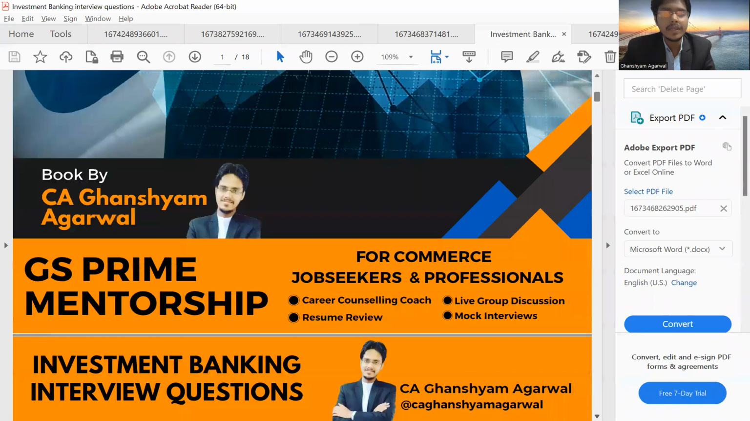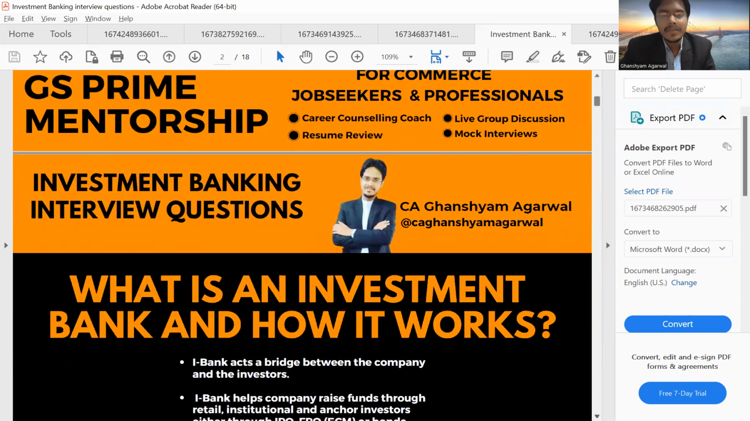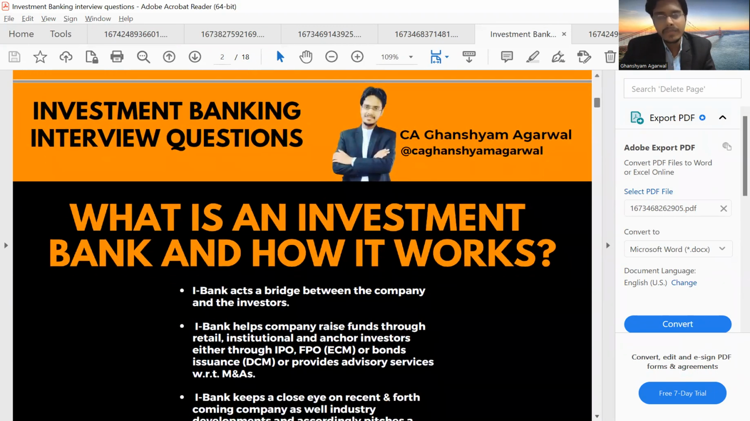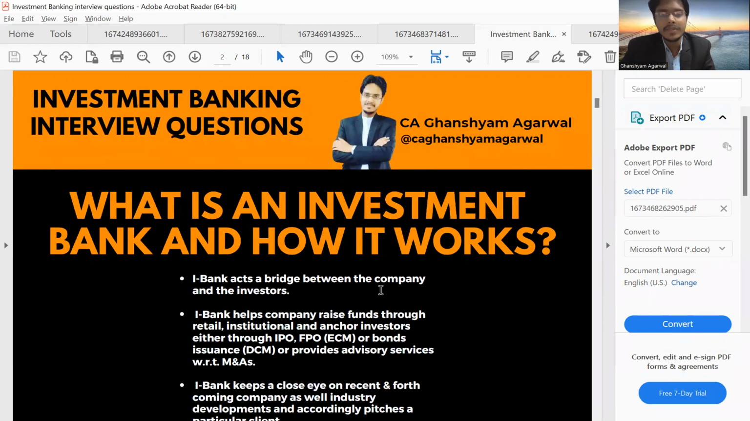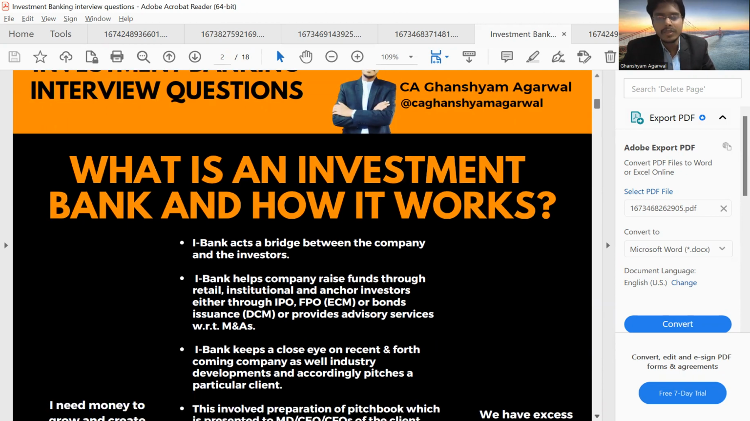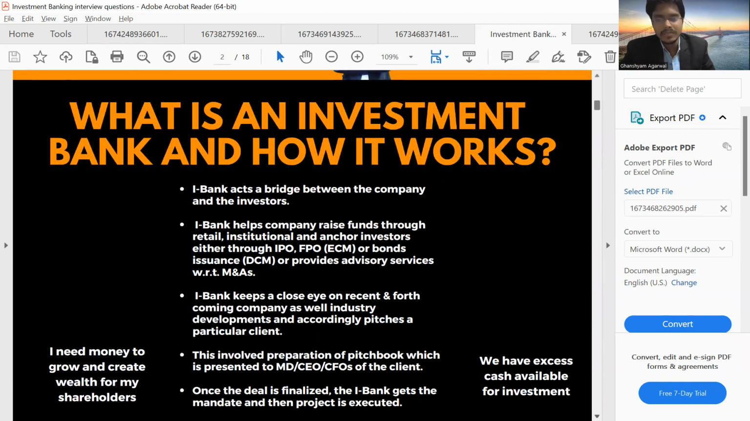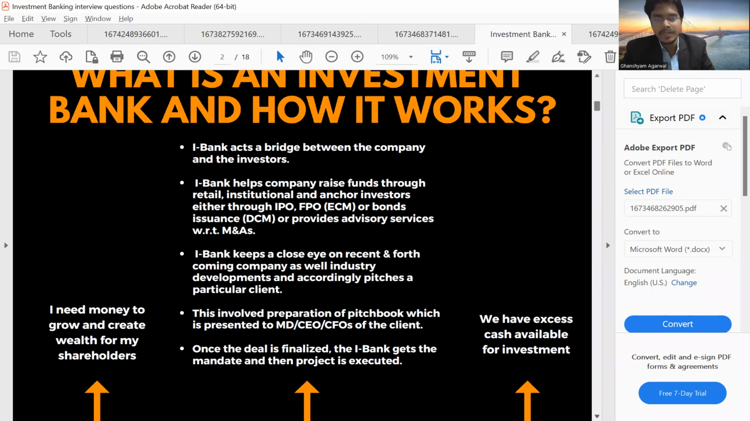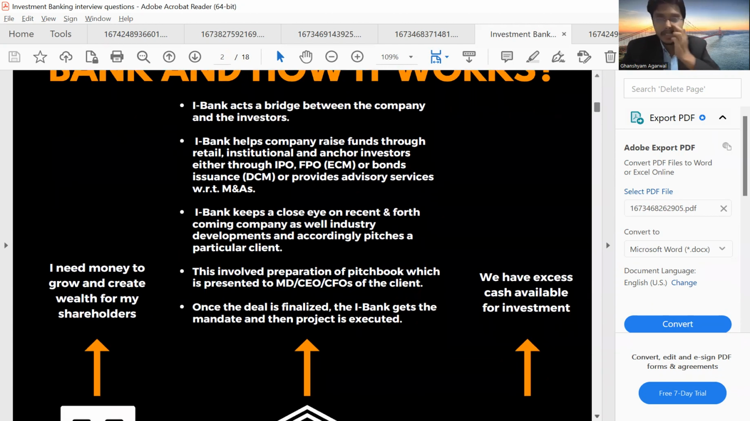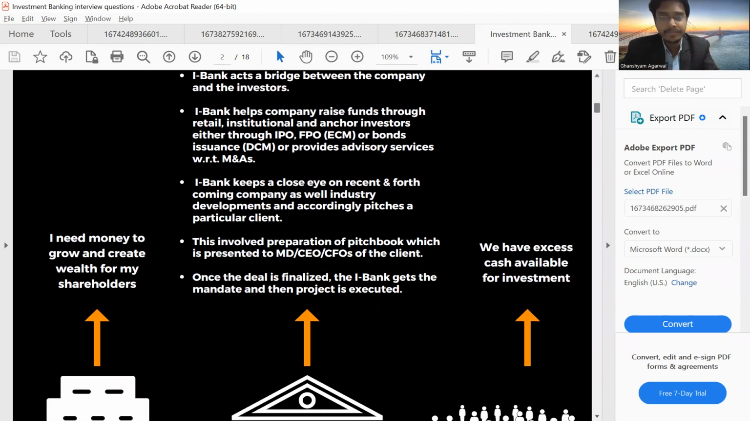Now, what is investment banking and how does it work? Investment banking acts as a bridge between the company and the investor. It helps the company raise funds from retail, institutional, and anchor investors, either through IPO, FPO, or bond issuance. It keeps a close eye on recent and forthcoming deals as well as industry forecasts. This involves preparation of pitch books, and once the deal is finalized, the IPO gets demanded and the project is executed.